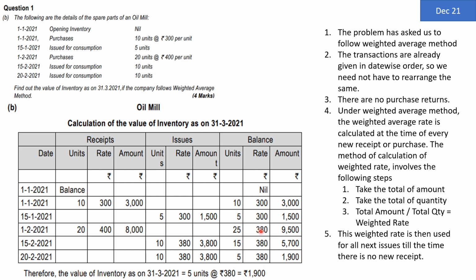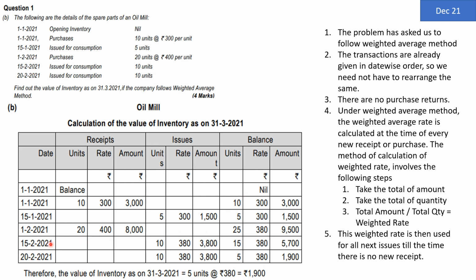This weighted rate will be then applied by us for all the next issues till the time there is no new next receipt. But if you look at the problem carefully, you will understand that after 1st of February, there are two transactions and both of them are the transactions of issue. They are the transactions of consumption. There is no other purchase which is happening after 1st of February. That means the need for calculation of weighted rate is now already over. Both these issues will be priced at the weighted rate of 380.